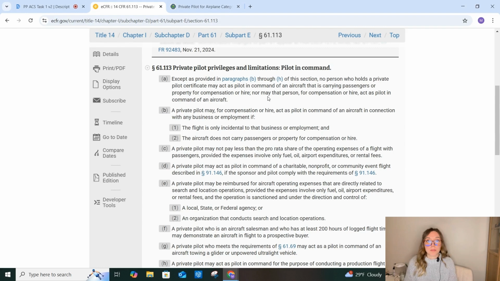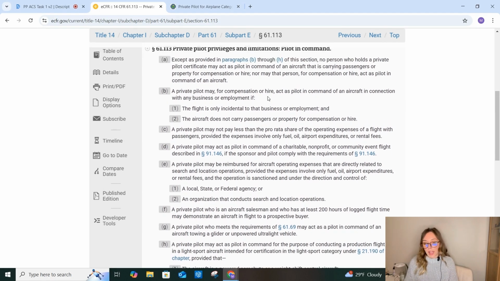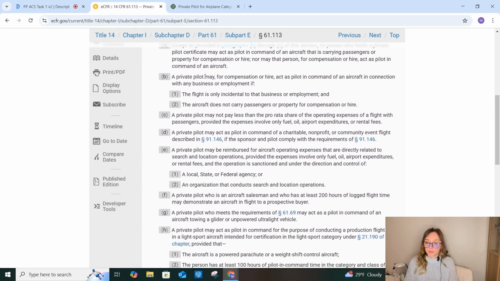There is some money that you could accept, but you can't offer your services to people with a private pilot license. So then there's some caveats here where it says a private pilot may, for compensation or hire, act as pilot in command of an aircraft in connection with any business or employment if the flight is only incidental to that business or employment and the aircraft does not carry any passengers or property for compensation or hire.